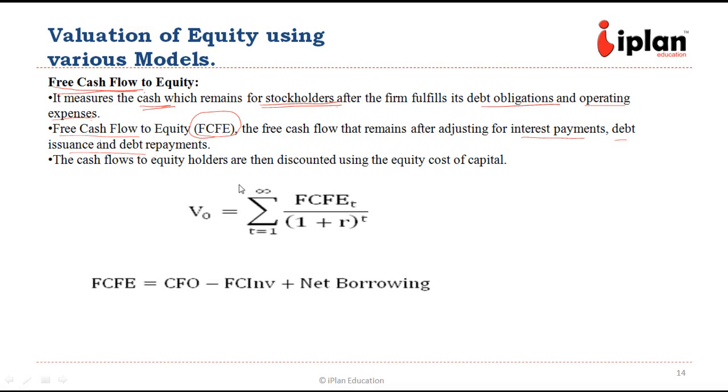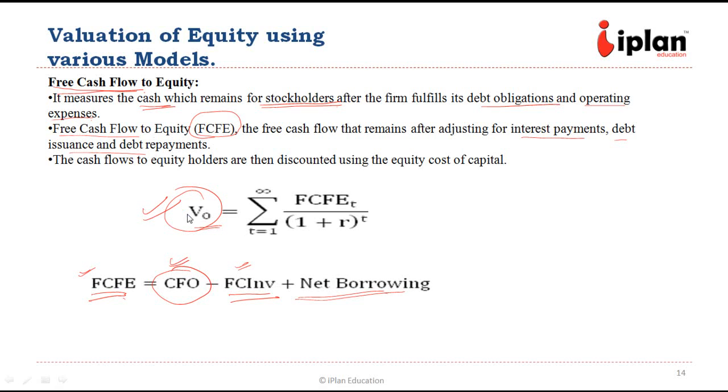So we can find out free cash flow as cash flow from operating activities minus any investment which has to be made, capital investment, capital expansion, plus net borrowing if there is any borrowing involved. So this is the free cash flow available to equity shareholders. So we have this free cash flow for all the years that can be discounted to present value, and sum of those present values is the value of the equity.